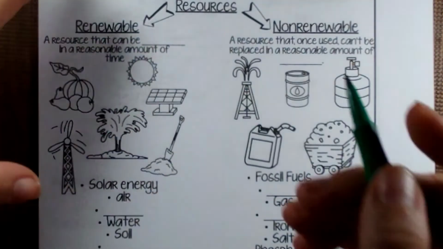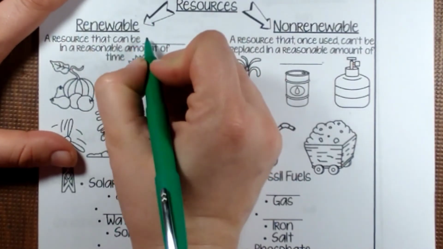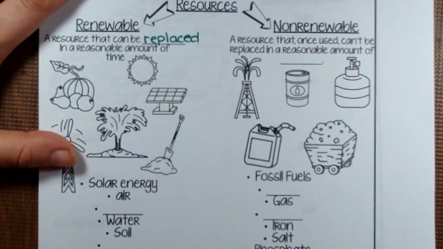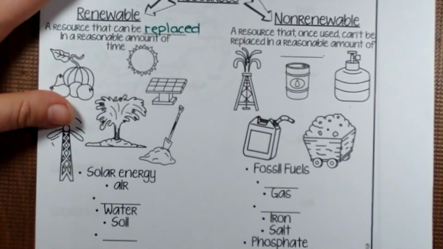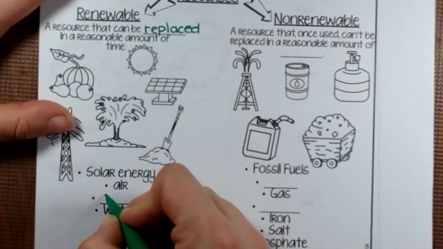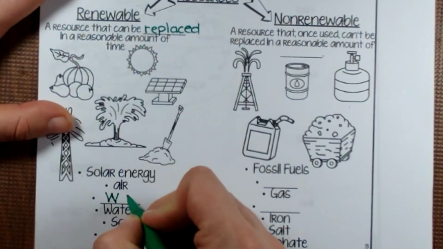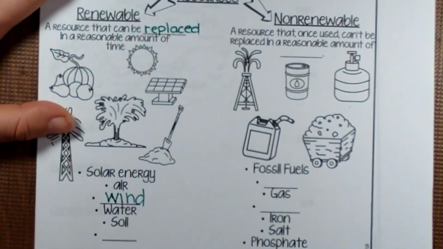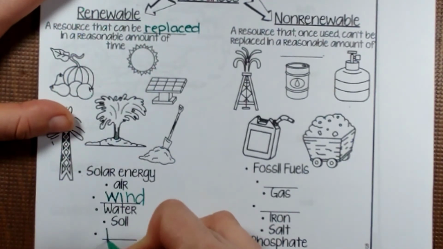Renewable resources are a resource that can be replaced in a reasonable amount of time, such as solar energy, air, wind, water, soil, and plants.